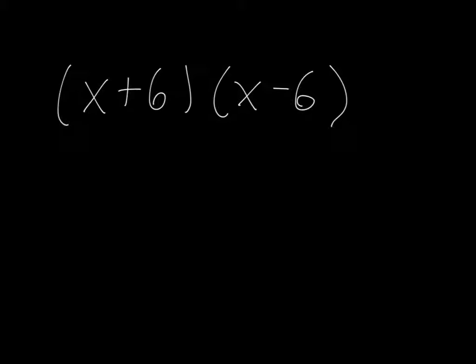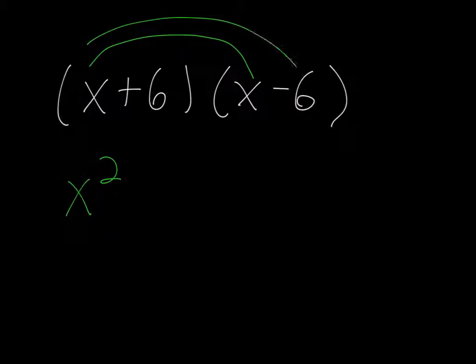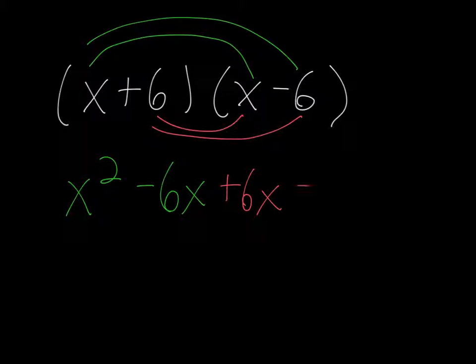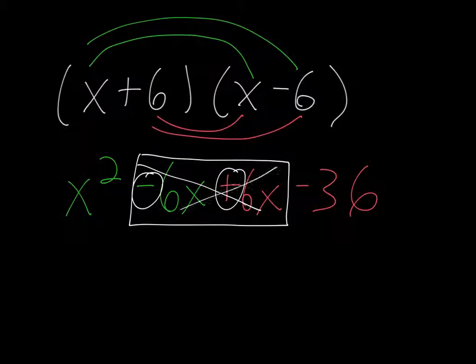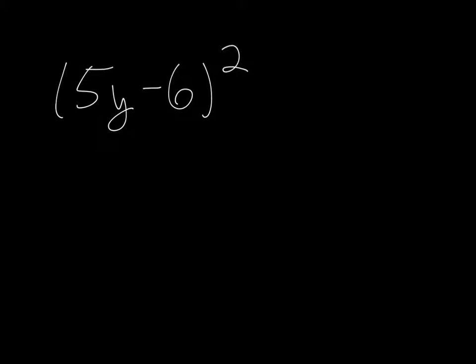All right, assuming you hit pause. Again, this is one of those special cases. So x times x is x squared. X times negative 6 is negative 6x. Then as we distribute our 6, we get 6x. And 6 times negative 6 is negative 36. And again, when we combine our like terms, we find out that a negative 6x and a positive 6x will cancel each other out. So our answer is just simply x squared minus 36.